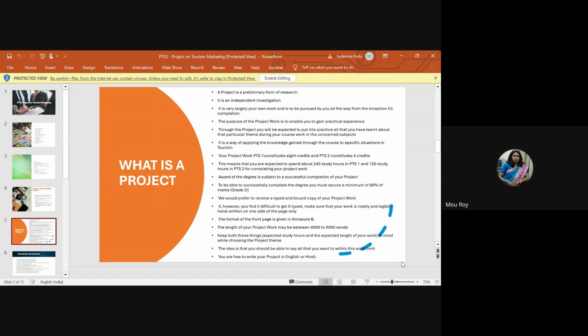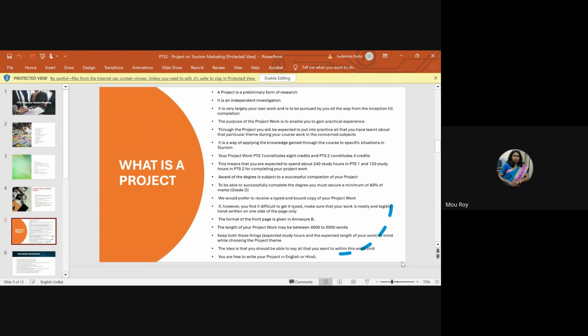But as a student, your project is a little different. More or less the format remains the same, but here the budget is not included. Yes, you have to complete this within 6 months. When we talk about a project, it is basically an investigation, an independent investigation.